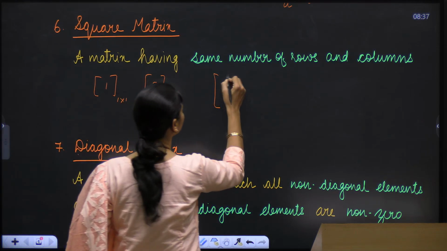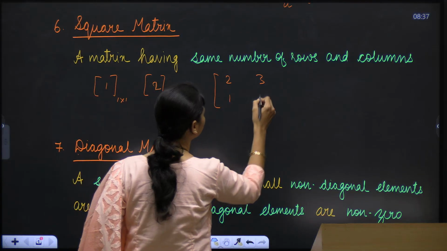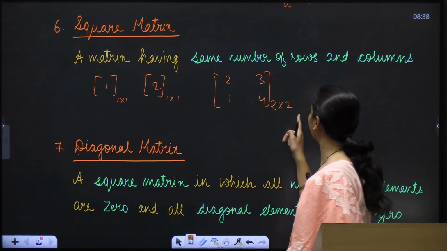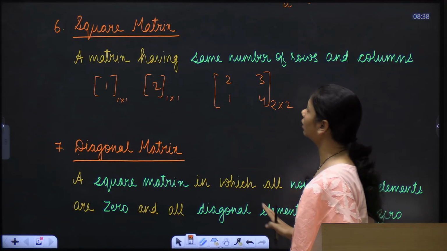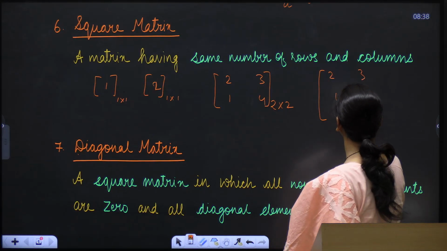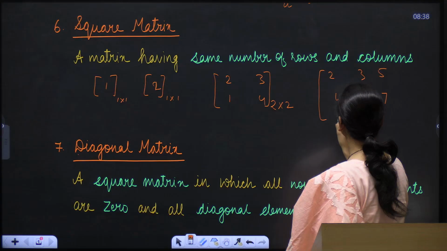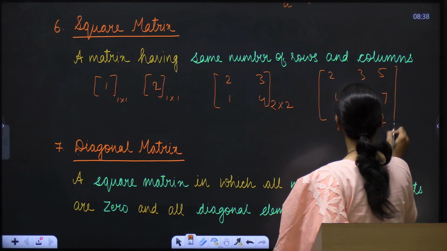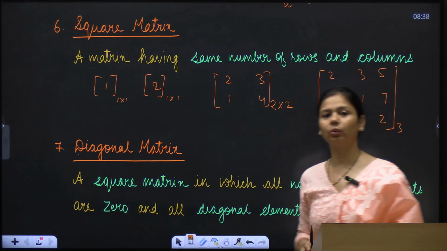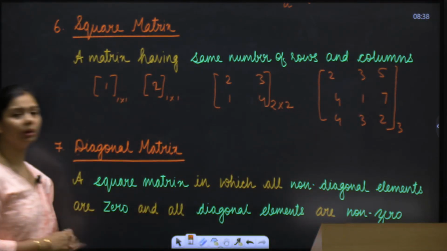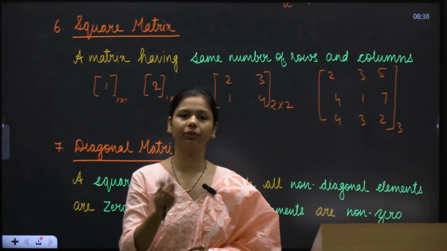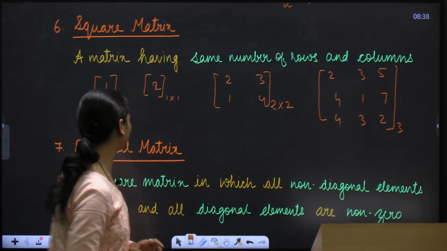Same way, suppose 2, 3, 1, 4. The dimension of this matrix is 2 by 2, that means the number of rows is 2 and the number of columns is also 2, then this is also called a square matrix. And suppose 2, 3, 4, 1, 5, 7, 4, 3, 2. Here the number of rows is 3 and the number of columns is also 3, both are equal, that's why this matrix is also called a square matrix. If the dimensions are not equal, like a matrix with 2 by 3 dimension, it will not be a square matrix.